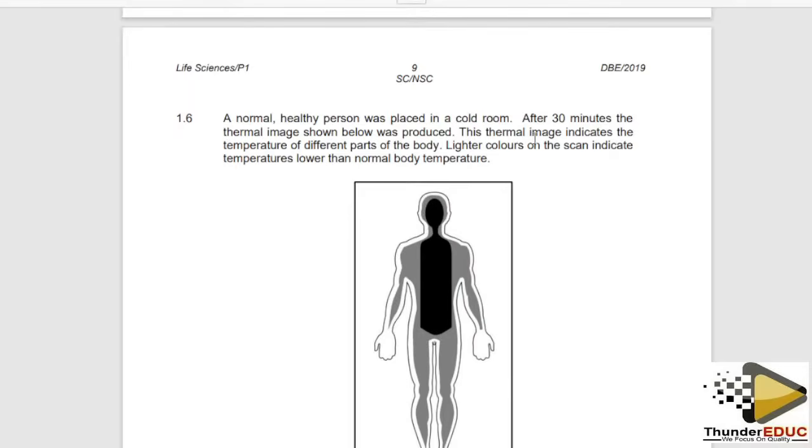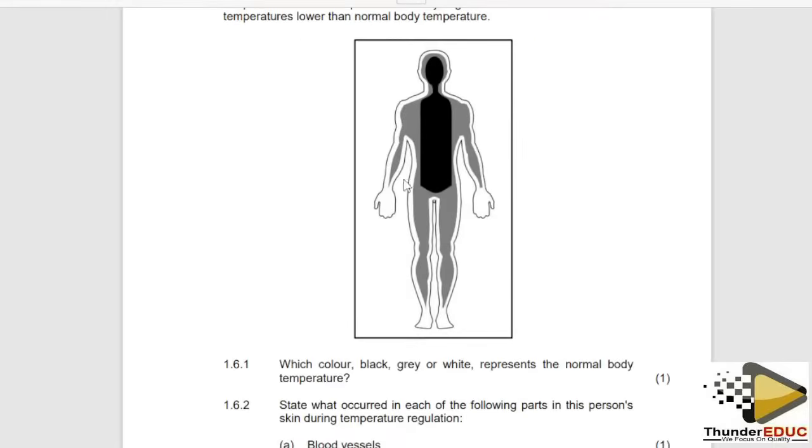This thermal image indicates the temperature of different parts of the body. Lighter colors of the scan indicate a temperature lower than the normal temperature. Meaning that this is lower than this, and this is lower than this. Which color, gray, black, or white, represents the body temperature? Definitely it is black. Why? Because they say these are lower than this, so this is the normal body temperature. So the answer is black.